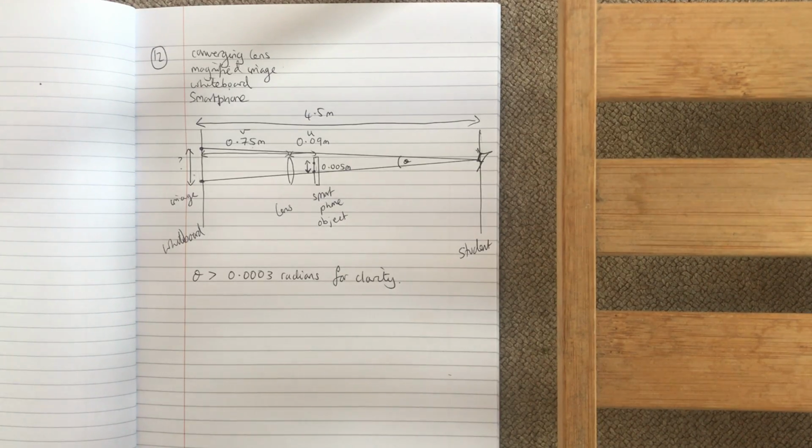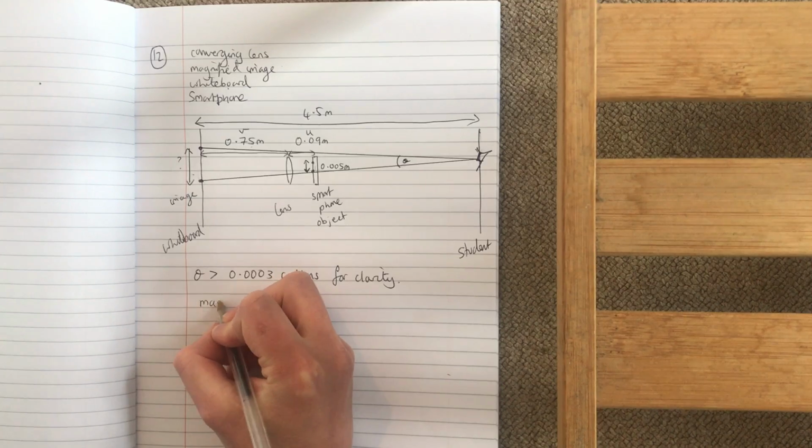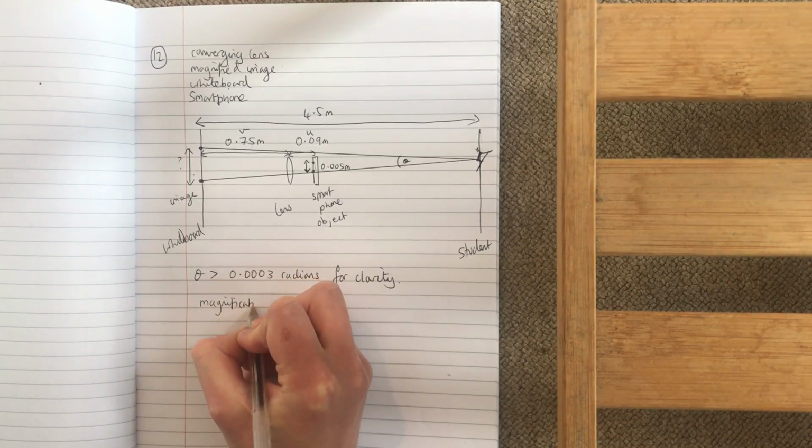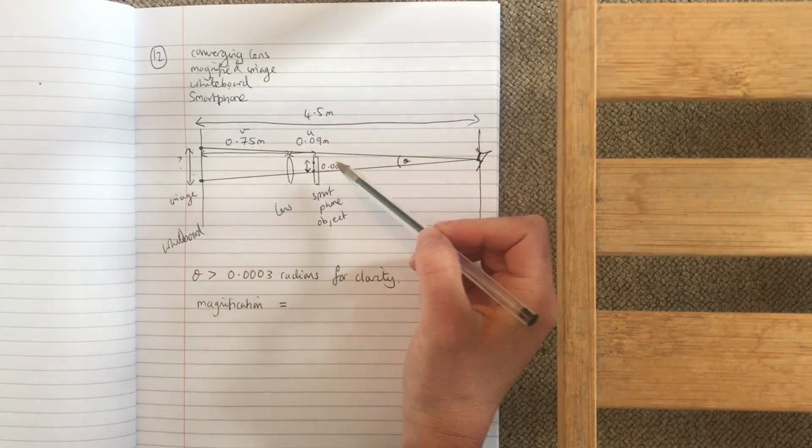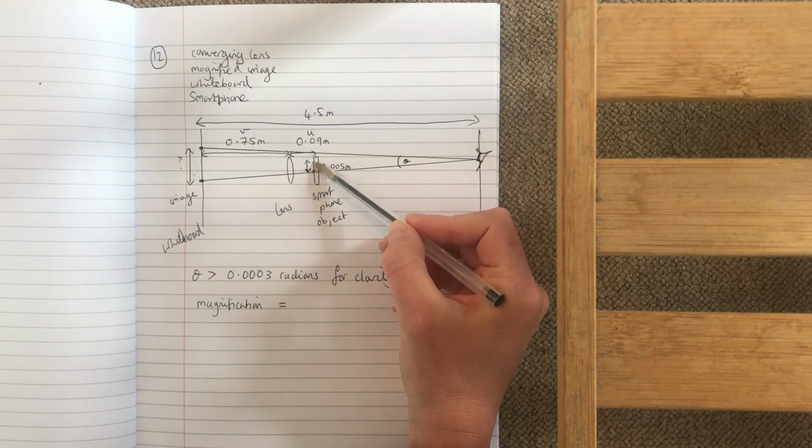Now I know that the magnification links together the image height and the object height.